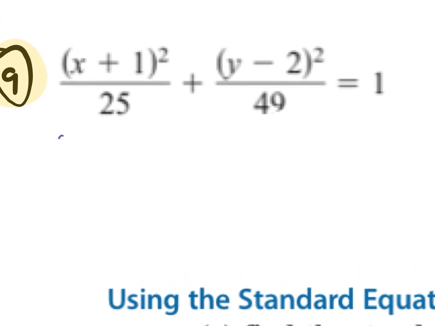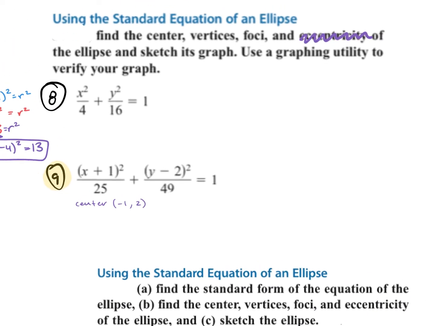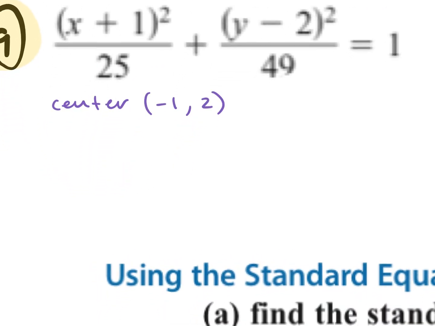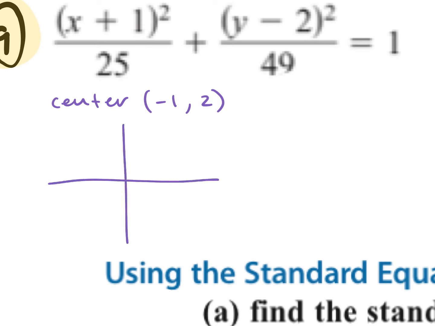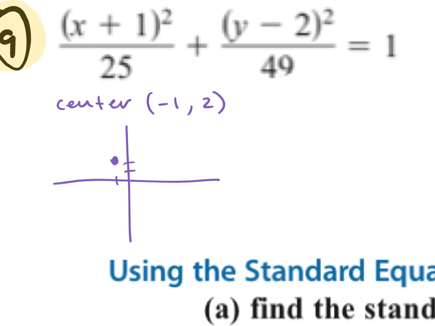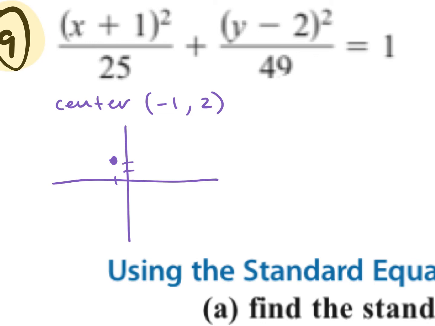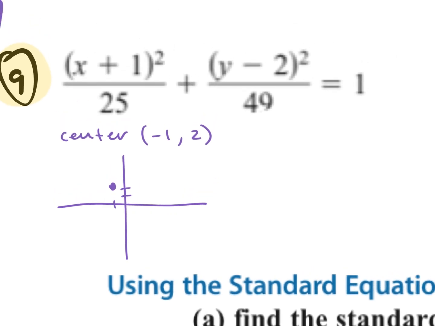So what's my center here? -1, comma 2. And what else does it ask for? The vertices and foci. So I can graph my center: go to the left one, up 2. How do I find my vertices? A and B. But which one's my A here? 49 is my a squared. For ellipses, the bigger denominator is your a squared. Is my ellipse going to be a vertical ellipse or a horizontal ellipse? Vertical, because my a is under the y, so it's going to be vertical.